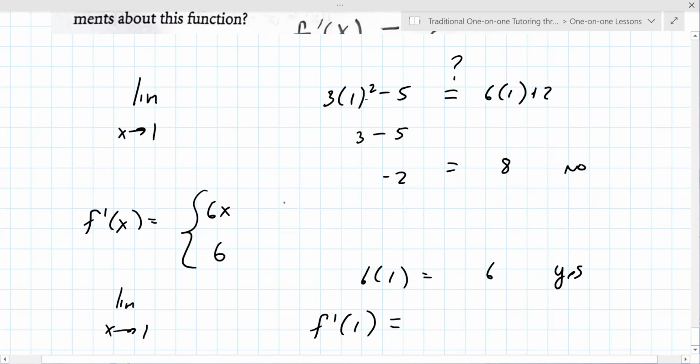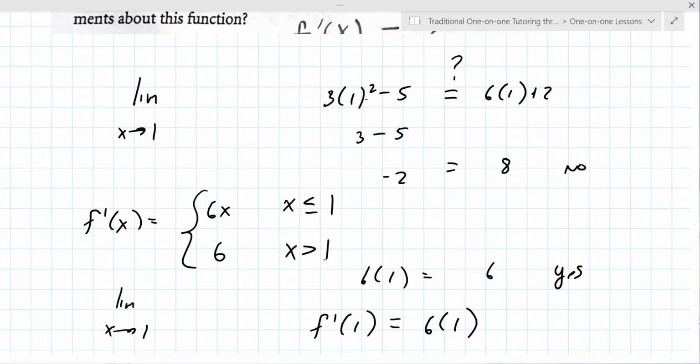Well, you would use the top one because it's less than or equal to. Because the top one is valid at 1. Why do you have to do f prime of 1? Didn't we just do that with the left? No, we already have the derivative, I guess. Since this is the derivative, you have to know which one to evaluate it at. And because it's at 1, it's 6.